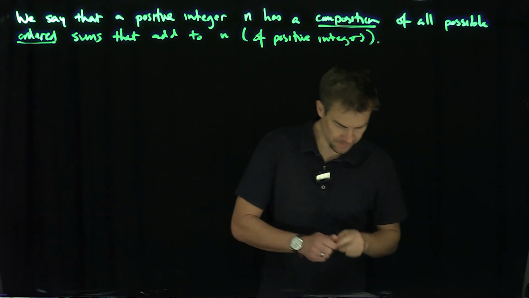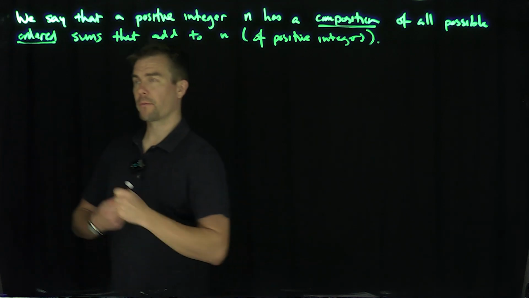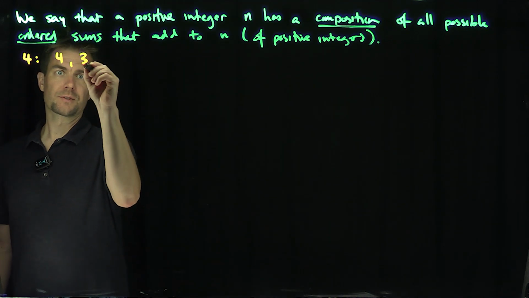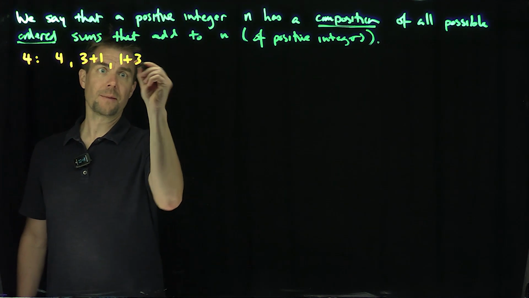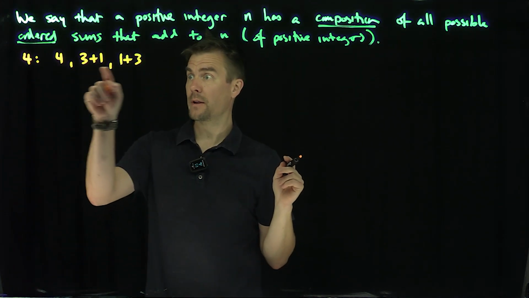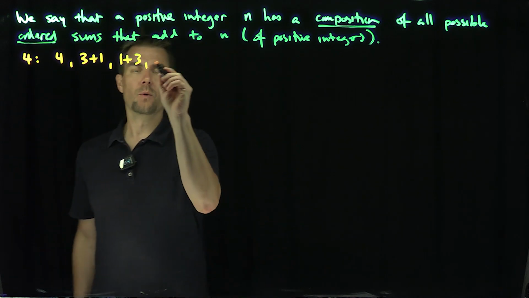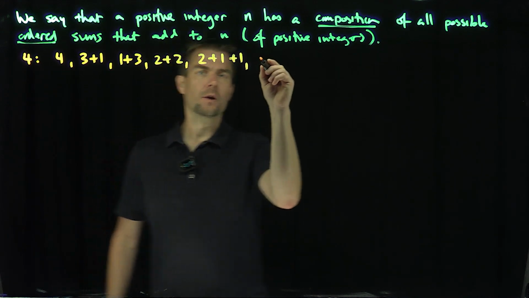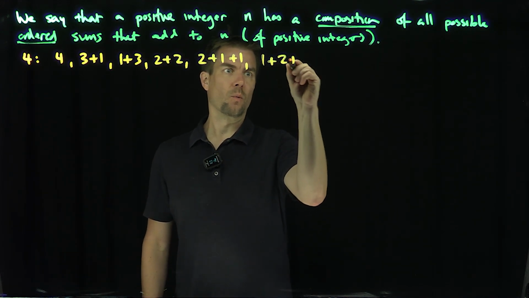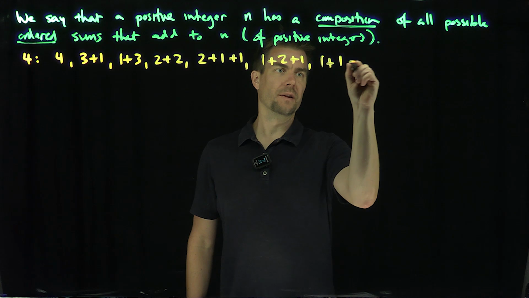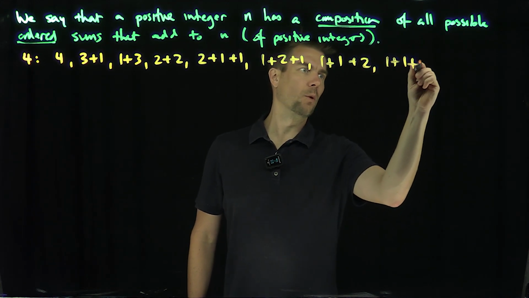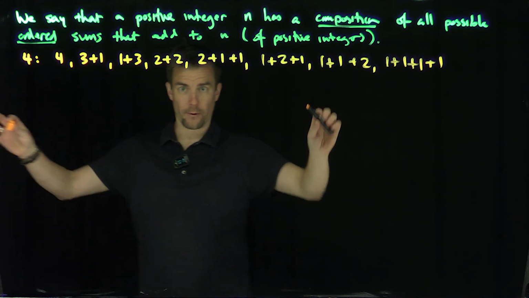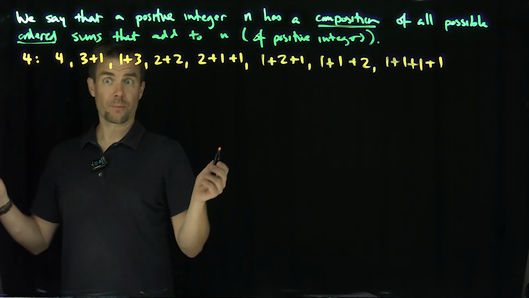So let's do an example of this. The classic example is just what 4 would be. The positive integer 4 can be written as 4. It can be written as 3 plus 1 or 1 plus 3. Now I'm saying they're ordered because now 3 then 1, right? So they're ordered. You could do a 2 and a 2. You could do a 2 and a 1 and a 1. You could do a 1 and a 2 and a 1. You could do a 1 and a 1 and a 2. Or you could do a 1 and a 1 and a 1 and a 1. Those are the orderings. That's the composition of 4, right? So the composition of 4, there's a whole bunch of terms.